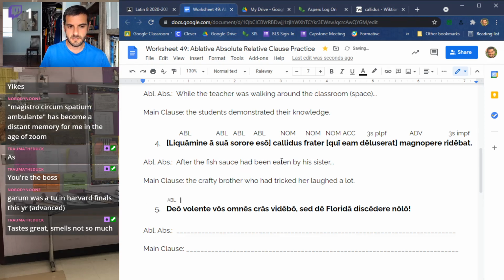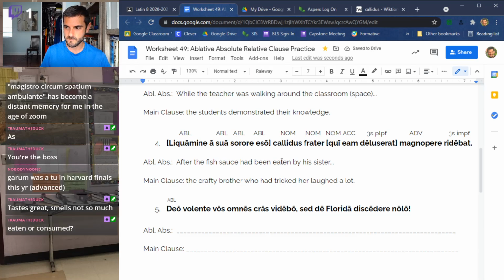And the last sentence here has one of my favorite consumed. I like that. After the fish sauce had been consumed by his sister. Yeah, I don't know. I imagine it. I don't know. It must have been thin. Had been. Yeah, why not? Let's go with that. We're going with it. Consumed by his sister. Since it's kind of liquidy, we wouldn't really eat it.